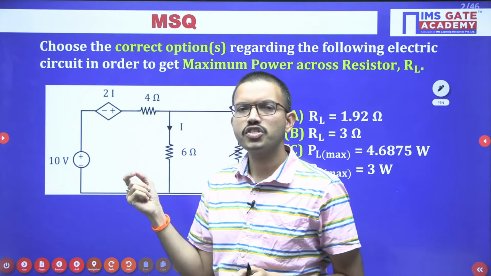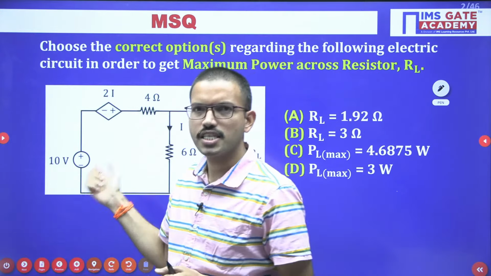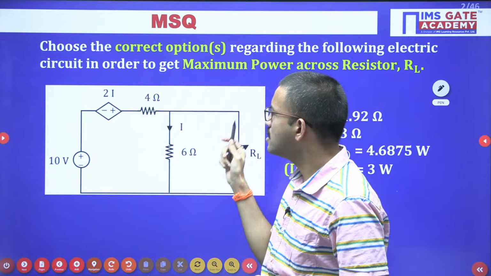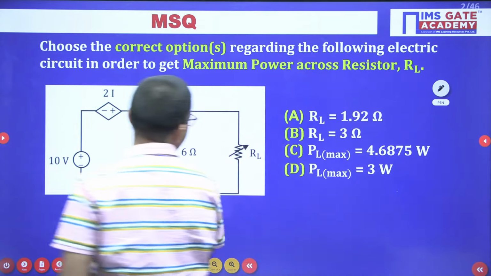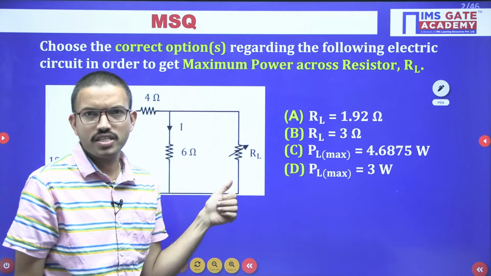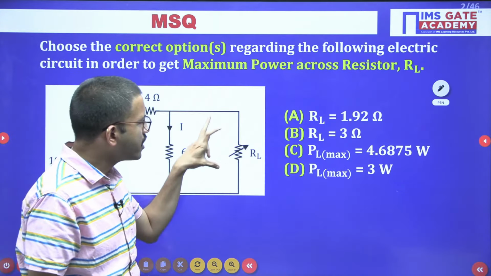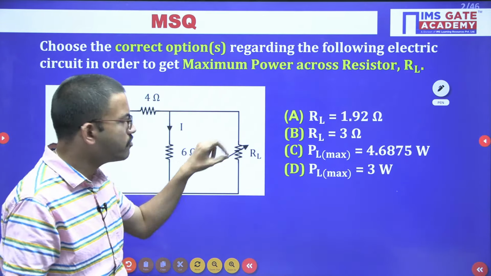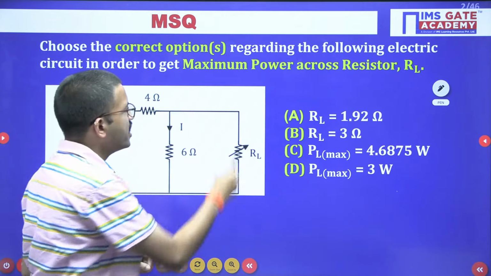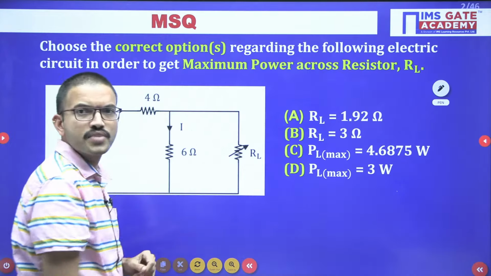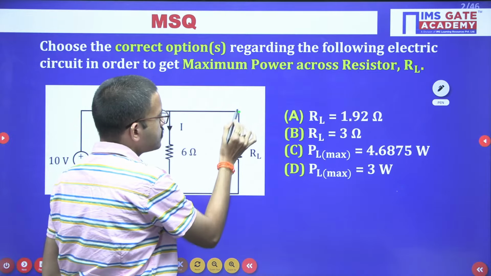for one more question, when the sources are AC. Currently we are discussing the maximum power transfer theorem with the help of a DC circuit. I hope all of you know the condition. Whenever you use the maximum power transfer theorem, first of all we have to remove the load resistor. The moment you remove the load resistor, the terminals will become open.